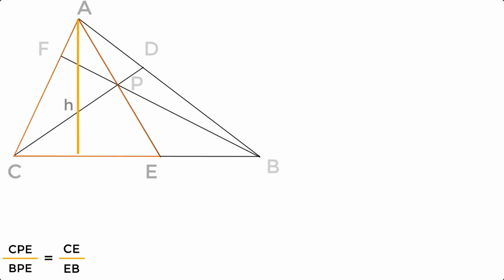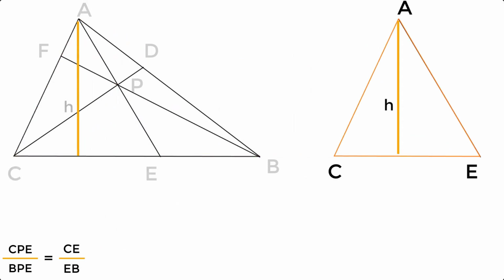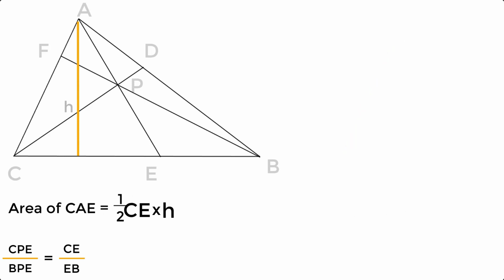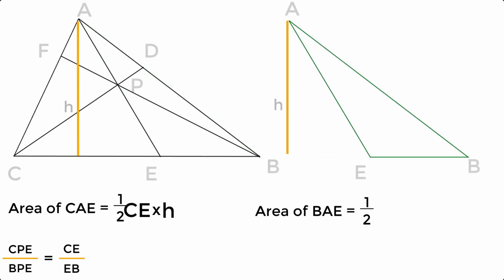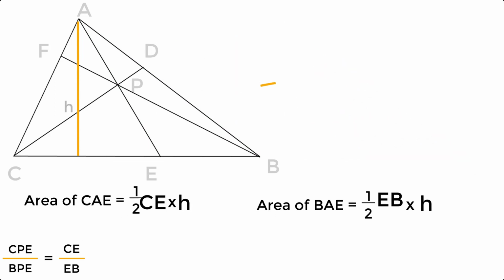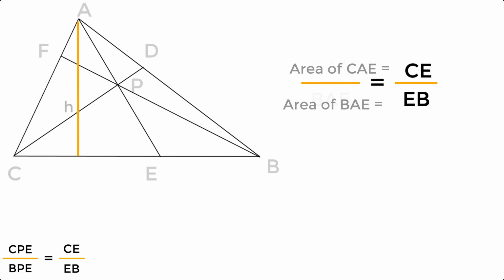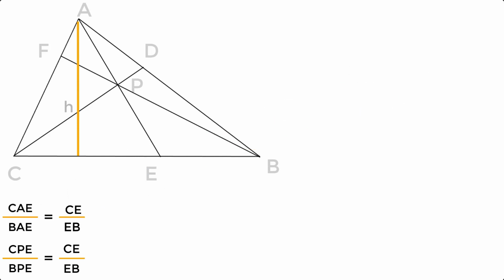Increase the length of H and take a look at triangle CAE with the area 1/2 bh, which is 1/2 CEH. Also the triangle BAE, which has an area of 1/2 bh, which is 1/2 EBH. If we make a ratio between the areas of the triangles CAE and BAE, the 1/2s and heights can be canceled out, and what's left is the ratio between the two triangles to the two bases. Triangle CAE over BAE is equal to CE over EB.